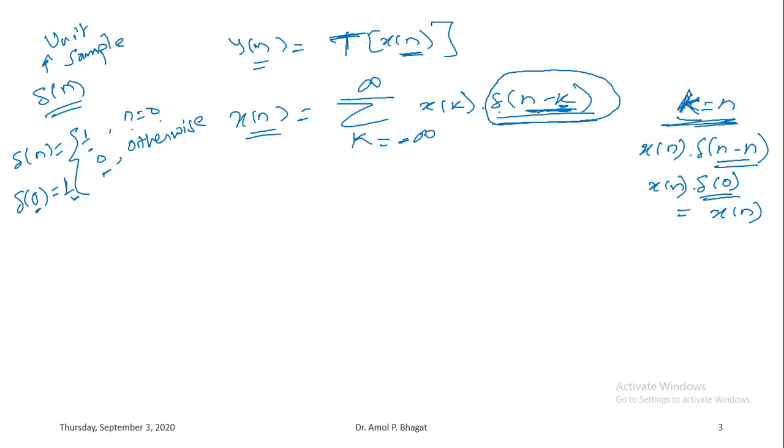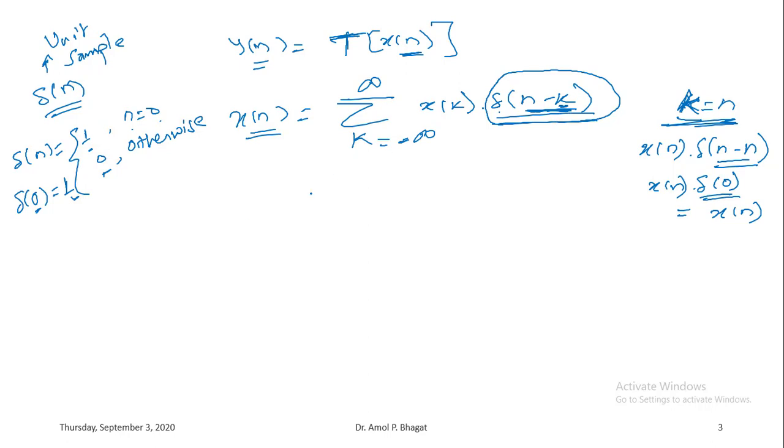If you substitute any other value of k, like del of n minus 1, del of n minus 2, del of n minus 3, it will have 0 value. This term will be 0 for negative and positive values of k, except k equals n. As this term will be 0, 0 multiplied by x of k will be 0. So simply this equation represents x of n. We are decomposing the given input signal x of n by using the elementary discrete time signal, that is, the unit sample signal in this case.